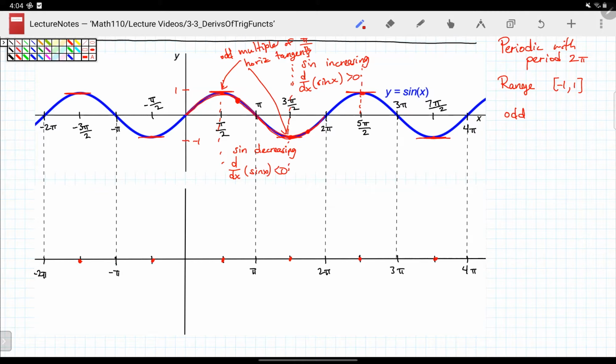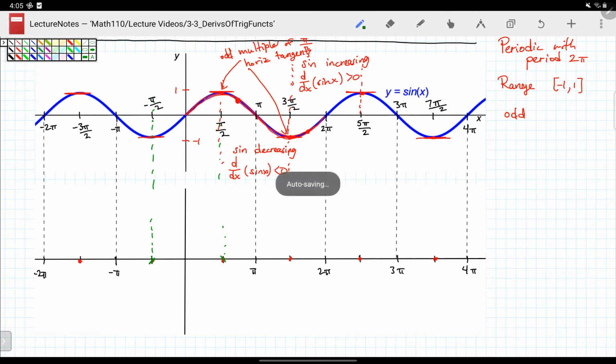Let's look at the interval from negative pi over 2 to pi over 2. That's a nice interval. In that interval, the function itself is increasing, so the derivative must be positive. So I know the derivative has to be positive in this interval from negative pi over 2 to pi over 2, and it has to come down to 0 at negative pi over 2, and it's 0 at pi over 2. And if you ask yourself, where is the steepest part on this curve?